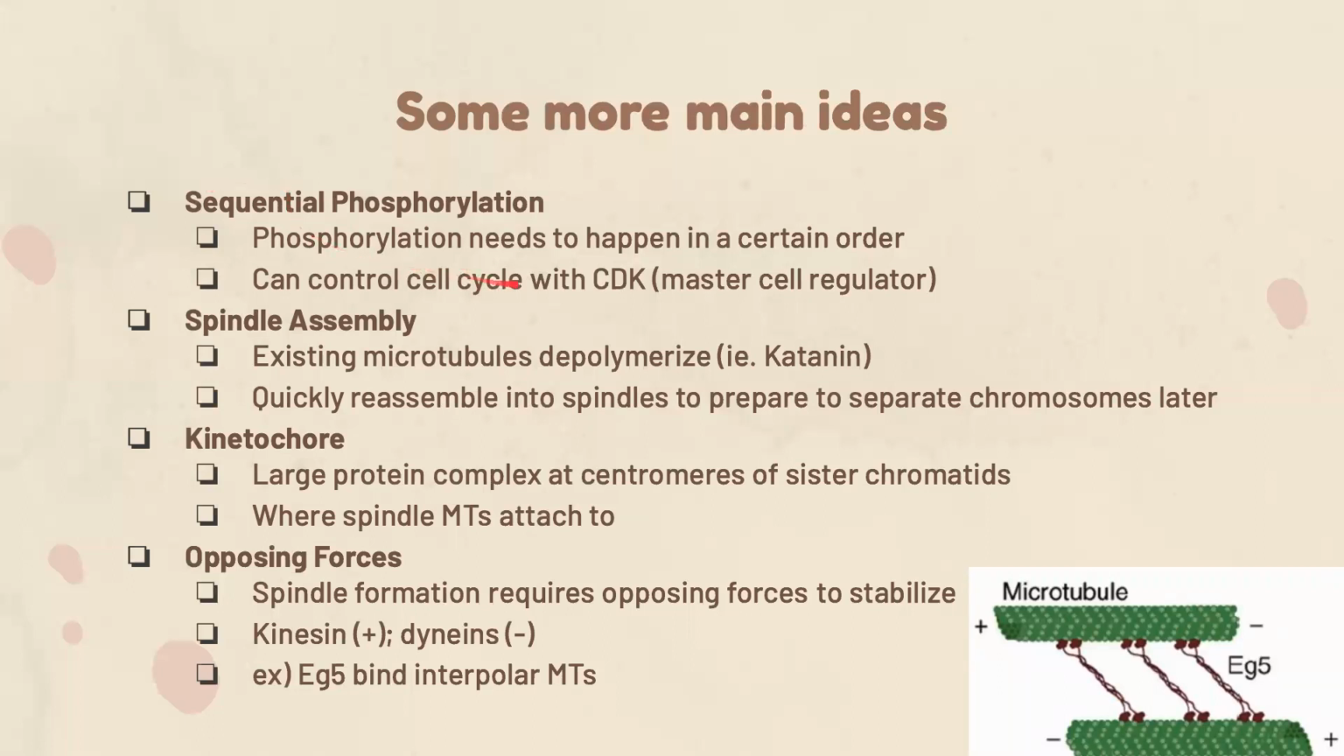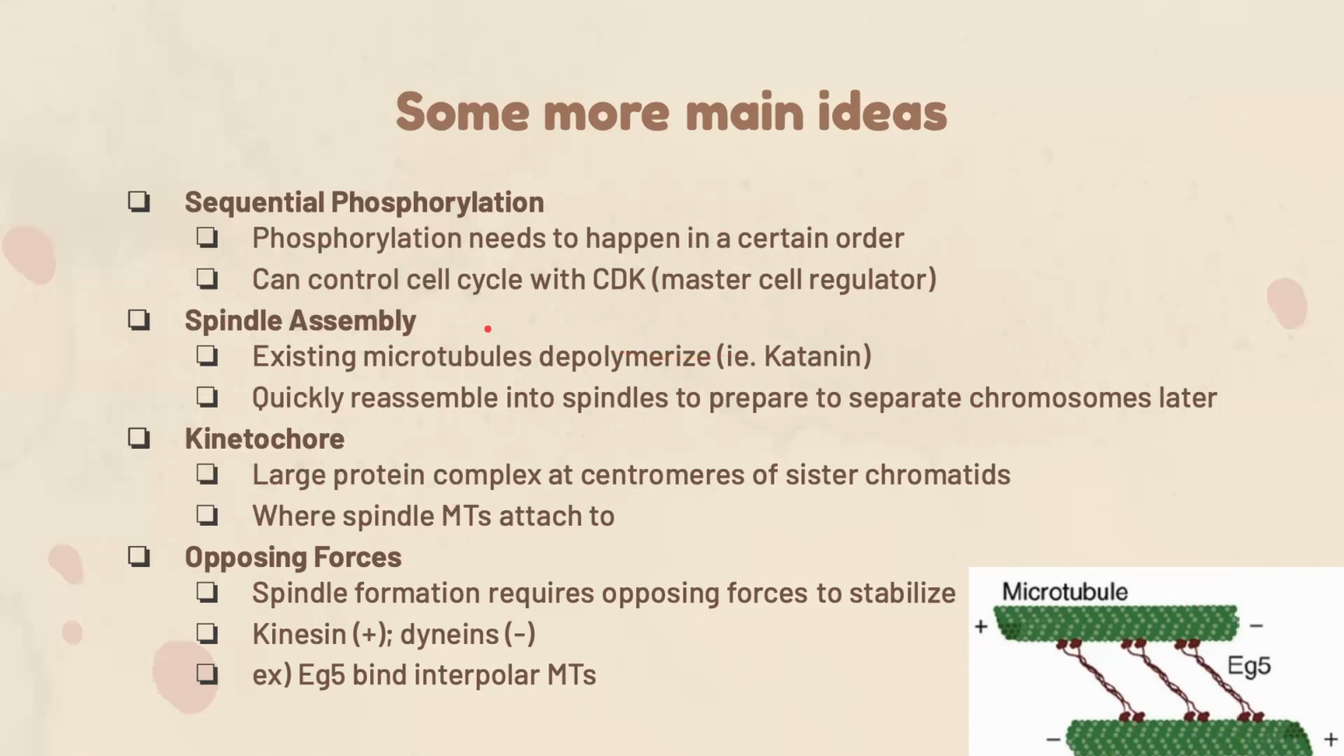That's also why CDK is a master cell regulator: CDK is a kinase, and it phosphorylates a bunch of things. So if you get rid of CDK, maybe it won't phosphorylate what it was supposed to, and then everything after that isn't going to happen. If you want to cut off S phase, maybe you'll cut off the S-CDK, and then whatever needs to be phosphorylated won't be, and so on and so forth. Your cell cycle is just going to stop.